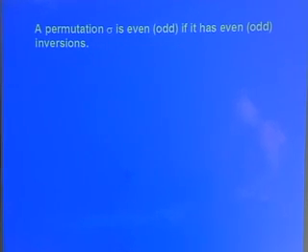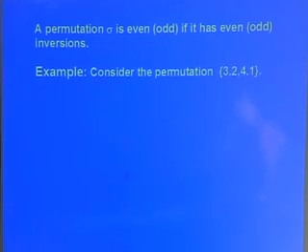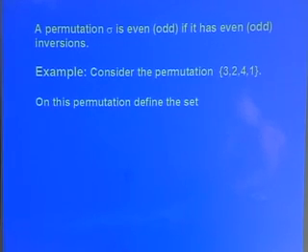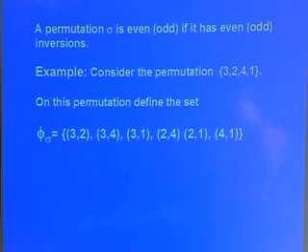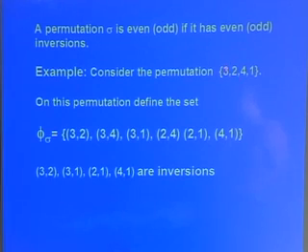A permutation sigma is even if it has an even number of inversions, and we call the permutation odd if it has an odd number of inversions. For this, let us consider the permutation 3, 2, 4, 1 on the set of first 4 natural numbers. On this permutation we define the set phi sigma as (3, 2), (3, 4), (3, 1), these are the first 3. Then we start with 2: (2, 4), (2, 1), these are the ordered pairs, then we start with 4: (4, 1). So, in all we have 6 ordered pairs in phi sigma.